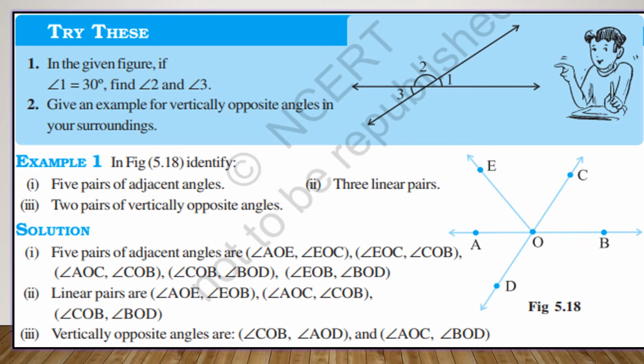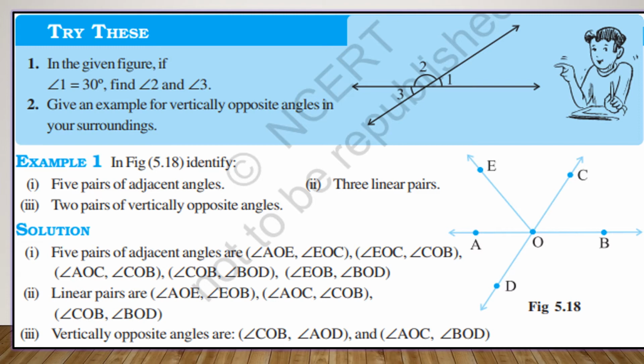The first angle you choose is AOE. Then which angle is coming adjacent to AOE? We can start from that ending point, EOC. AOE and EOC is one pair of adjacent angles. Then EOC and COB is another pair of adjacent angles. Similarly, you can start from COB. COB and BOD are adjacent angles.